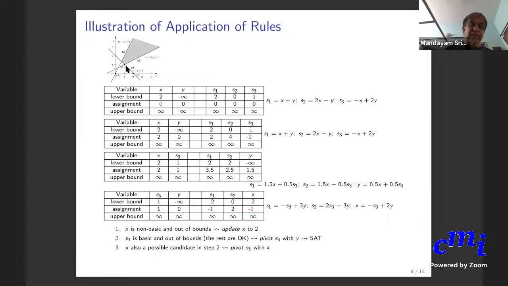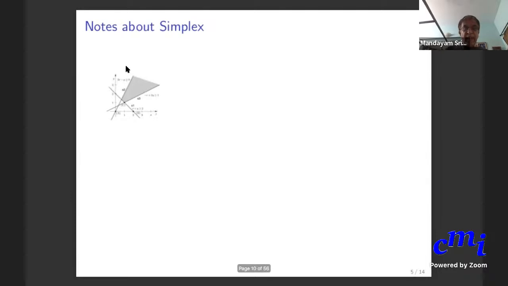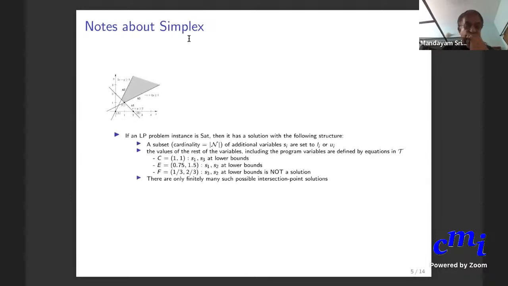The other important point is, here are certain other observations. If there is a solution for an LP problem, you might have already observed that it always produces a solution with the following structure. Some subset of the variables, specifically as many of the variables that are in the non-basic set, are always set to what I call these extremity or intersection points.